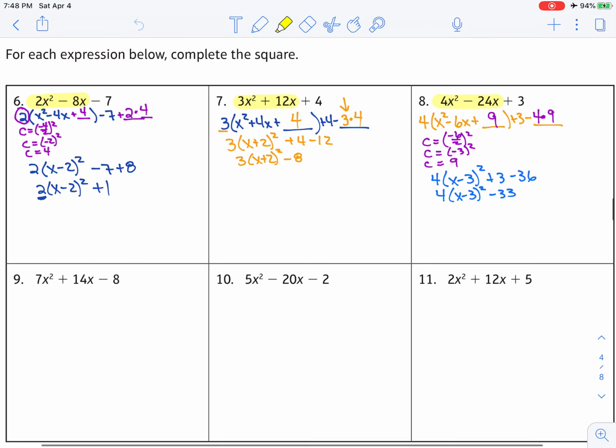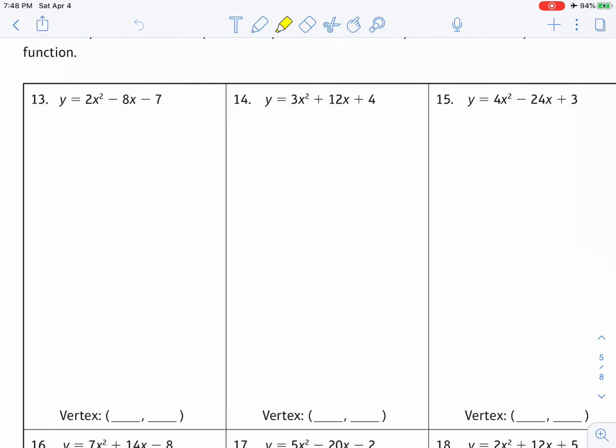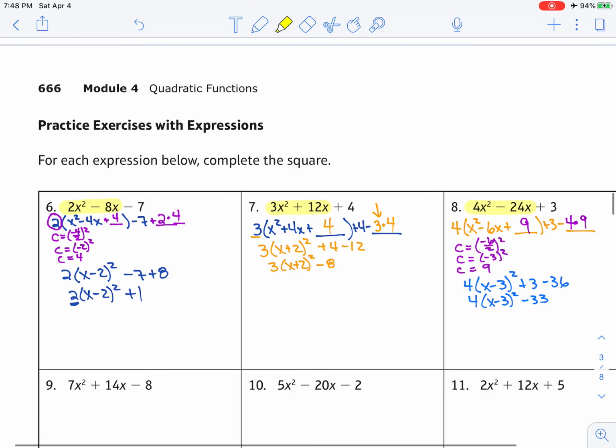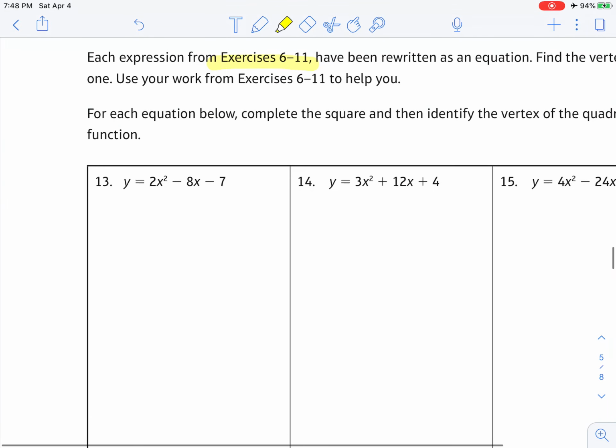I just had to make sure. Here we go. Now, if you notice, it says right here, each expression from 6 to 11 have been rewritten in an equation. So all we're doing is taking what we had here and putting it right here.